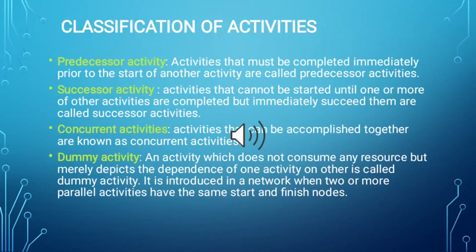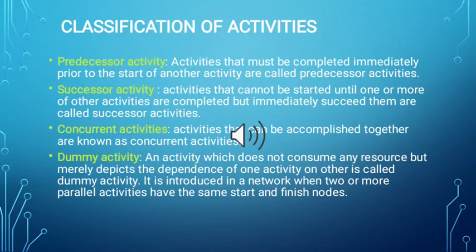Classification of activities. Predecessor activities: activities that must be completed immediately prior to the start of another activity are called predecessor activities. Successor activities: activities that cannot be started until one or more of the other activities are completed, but immediately succeed them, are called successor activities.